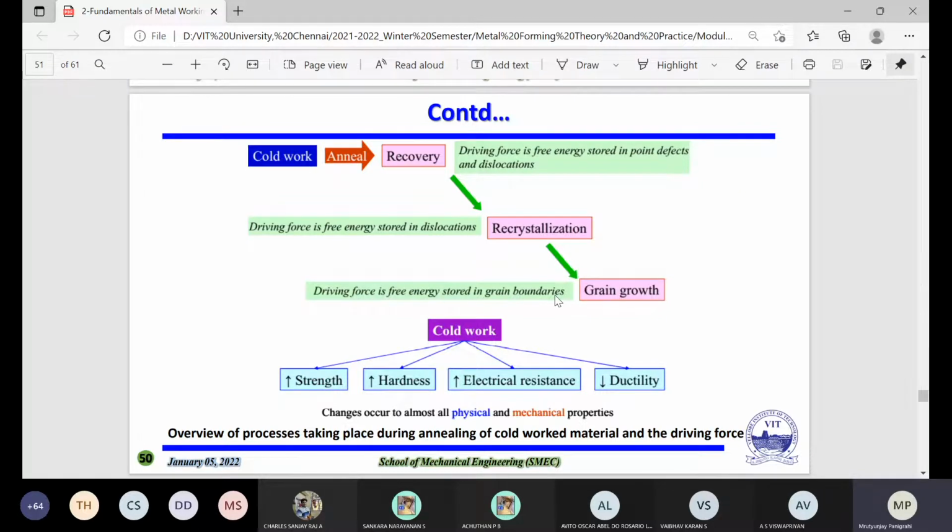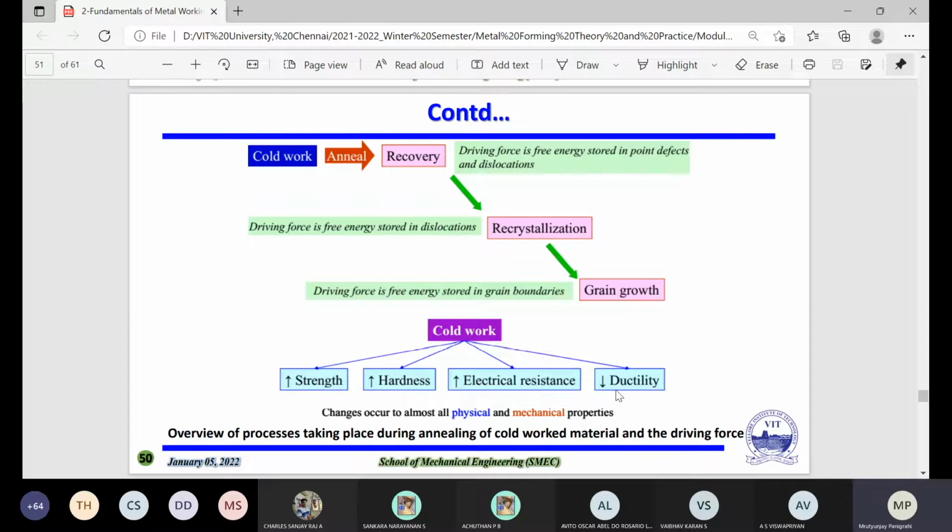Then some of the parameters or properties you also have to understand when we are making the cold working. What should be the outcome, or what are we going to observe there? The strength will increase, the hardness will also increase, and the electrical resistance will increase, whereas the ductility will decrease.